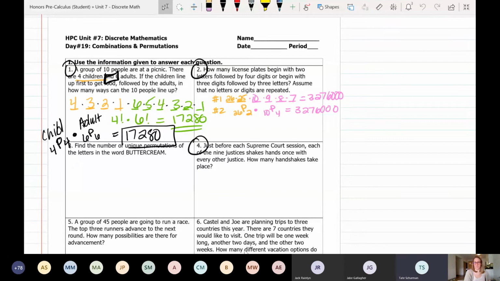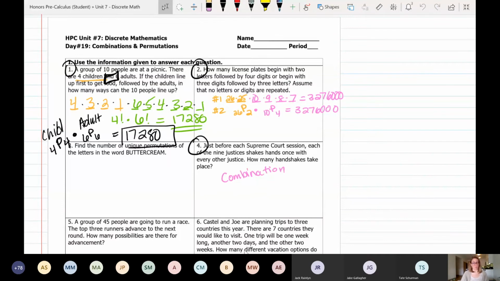No, it doesn't matter. As long as we shake each other's hand, it doesn't matter the order that we shook hands in. So, combination or permutation? Combination, because order doesn't matter. So first, I know that this is a combination problem.